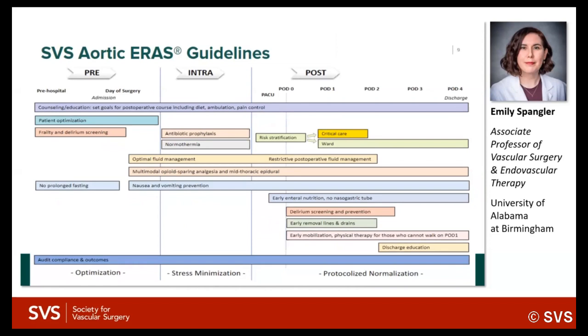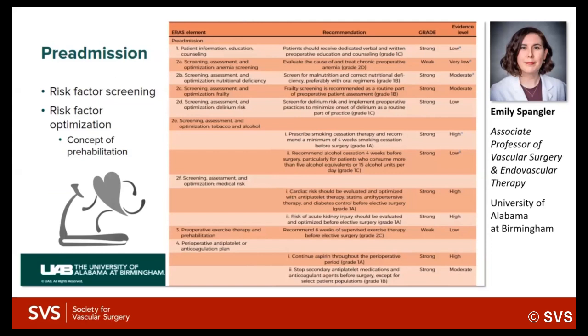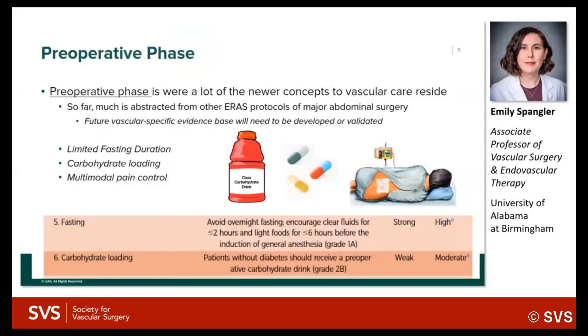Counseling and audit of compliance and outcomes remain important throughout the course of these phases. In the pre-admission aspect, our recommendations focus on risk factor screening, risk factor optimization, and incorporating the concept of prehabilitation in patients with elective cases. In the preoperative phase, more immediately perioperative, is where a lot of the newer concepts reside for vascular care. Much of this has been abstracted from other ERAS protocols of major abdominal surgery, and future vascular-specific evidence-based will need to be refined. In particular, the items that may be new to providers include limiting fasting duration, carbohydrate loading, and multimodal pain control strategies.